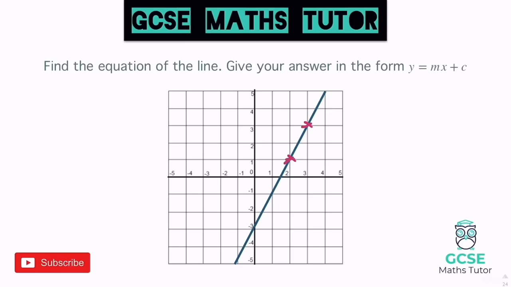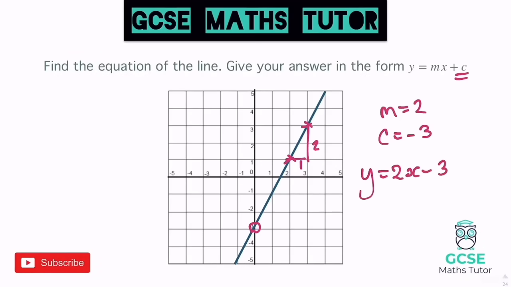Now it goes across 1, and then it goes up 2. So it goes across 1 and up 2. So every 1 across it goes 2 up. So the gradient, the value of m, is 2. All we've got to find is that value of c, which as we've already said is the y-intercept, and it crosses the y-axis down here at negative 3. So c is going to be negative 3. So I just need to put those all together. We have y equals 2x take away 3. That's the equation of this line.